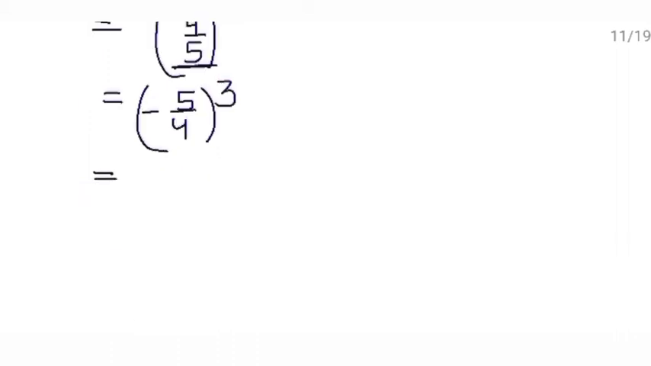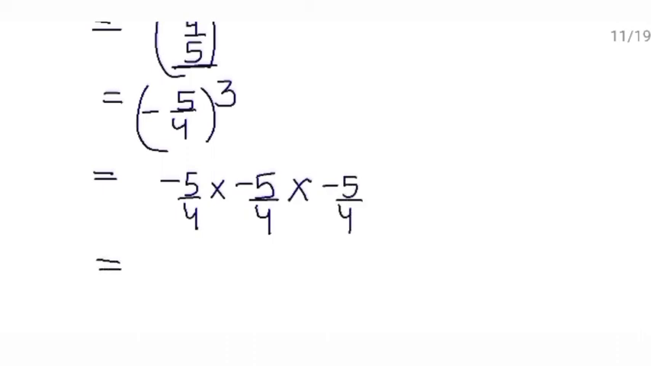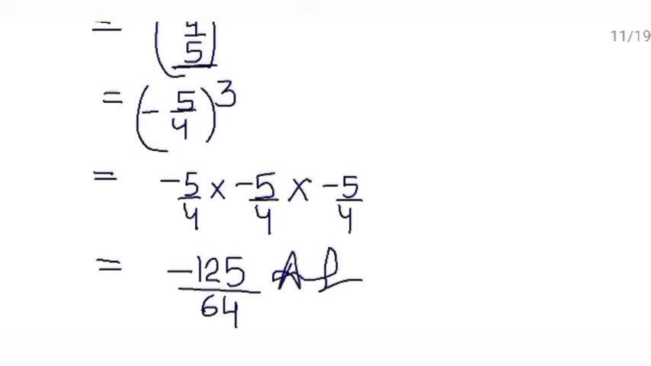Now it means minus 5 upon 4 will be multiplied by itself how many times? 3 times, because the power is 3. Now 5 5s are 25, 5 25s are 125. Minus sign is occurring odd number of times, so resultant will be negative, and denominator is 4 4s are 16, 4 16s are 64. So your answer is minus 125 upon 64.